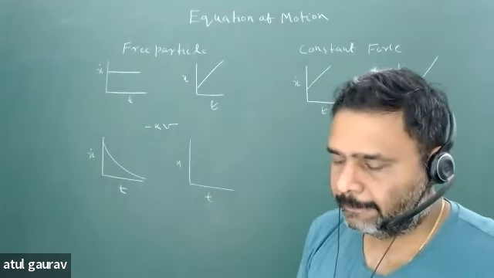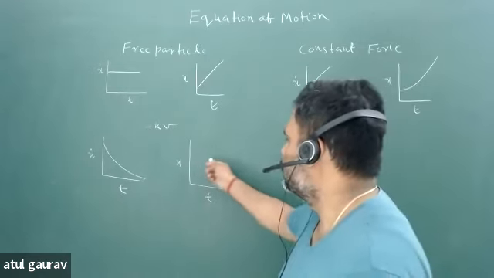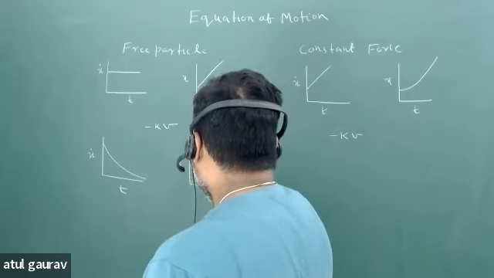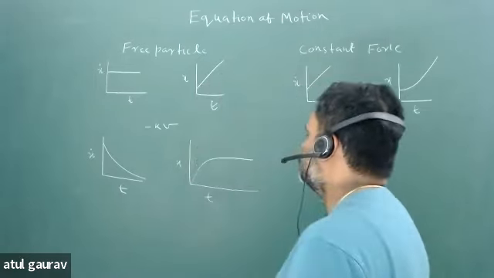From the origin it is going upside, going up, and finally it will saturate, isn't it? Yes. It will just go and finally it is going to saturate. This will be x versus t.